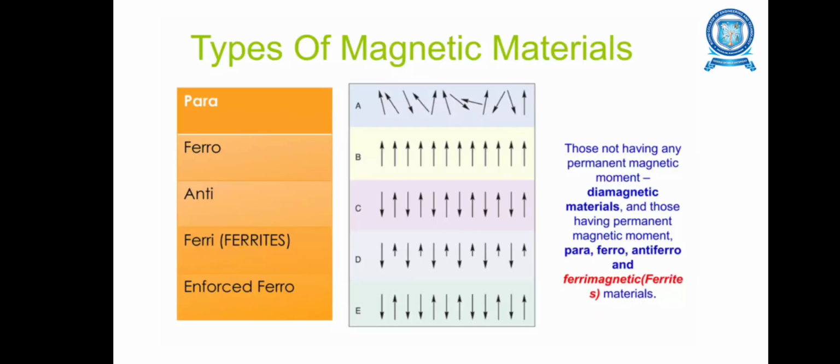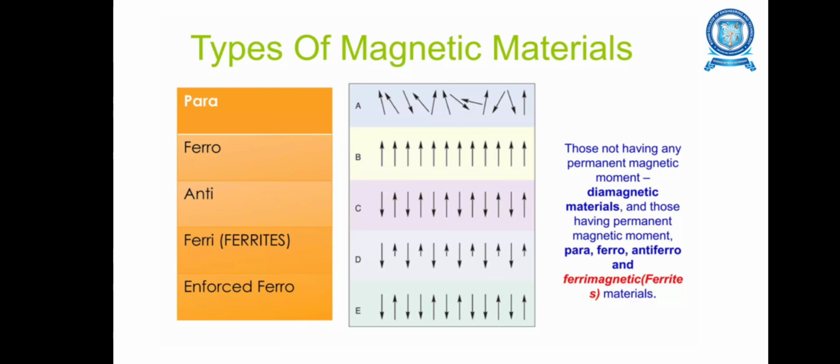Those materials which do not have a permanent magnetic moment are called diamagnetic materials, and those materials which have permanent magnetic moments are classified into paramagnetic materials, ferromagnetic materials, antiferromagnetic materials, and ferrimagnetic materials, which are also called ferrites.